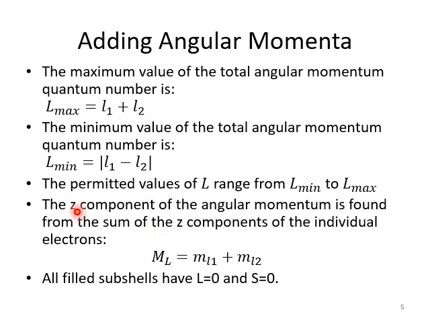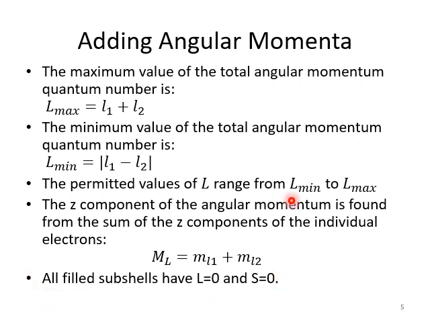And the z component then of the angular momentum is found from the sum of the z components of the individual electrons, so the projection of the angular momentum onto the z-axis. Again, we find the m sub l's for each of the electrons in the system, and then we just add them. Remember, m sub l can be negative, so they can point with one another or against one another.